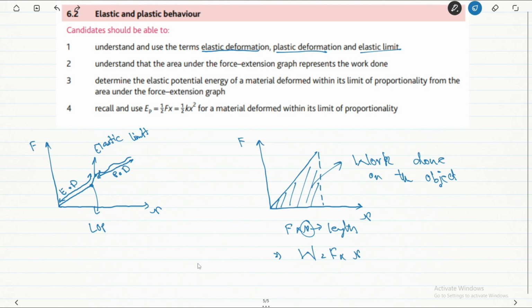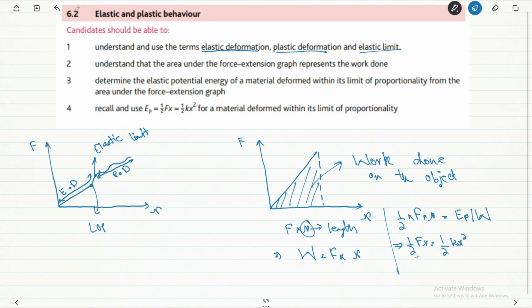Now, another thing you need to understand about this graph is the work done is not force into distance here, but the shape of the triangle, which is 1/2 f into x, right? Because we need to account for the shape of the graph. So 1/2 f into x, and that is the elastic energy or work done on the spring, right? Elastic energy gained by the spring or work done by the spring. And this can be written in a few forms, which is 1/2 f into x, or 1/2 kx squared, right?